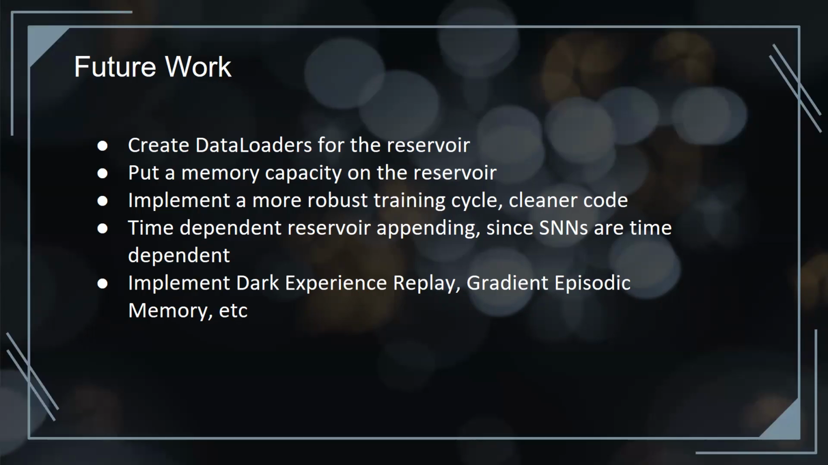Another aspect that we are looking at, which is more complicated, is making a time-dependent reservoir. Right now, our reservoir adds according to different steps. So after like 10 steps, it adds 5 out of 128 images. Rather than doing that, we're thinking of making it time-dependent. What's special about spiking neural networks is that they have the time dimension, and that allows us to potentially add images to the reservoir based on time rather than based on steps.